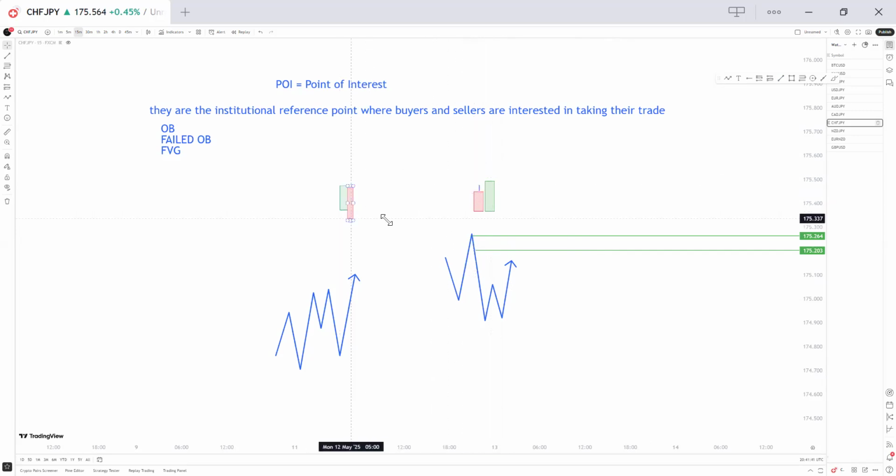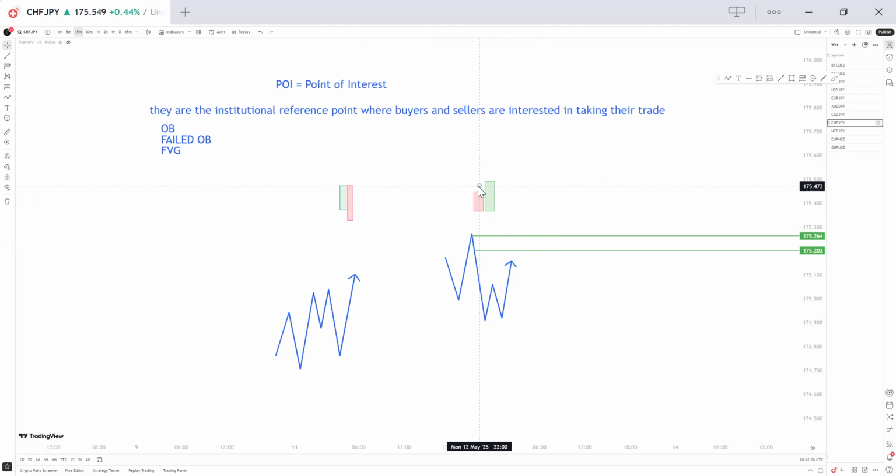I'm saying it again, I'm repeating it again. If the wick of the candle that price engulfs is longer than the body, you mark only the body. But if the wick of the candle that the price engulfs is shorter than the body, you mark both the wick and the body as your POI. You understand me now? So that's it.